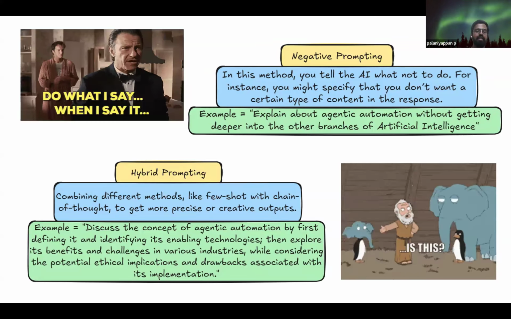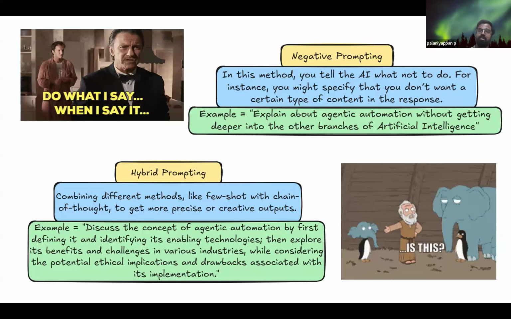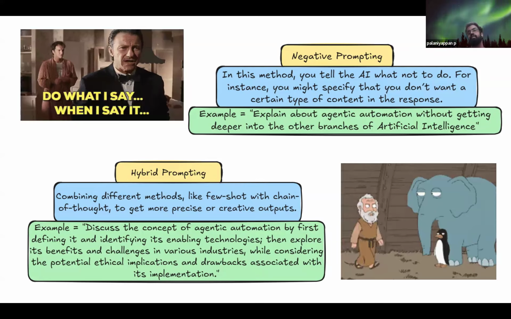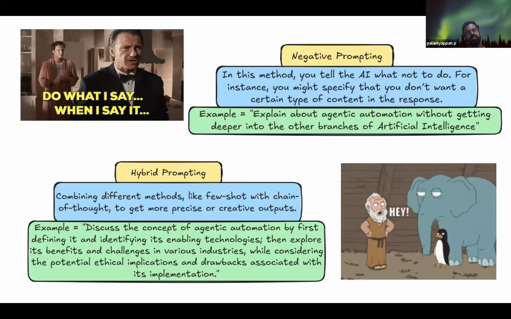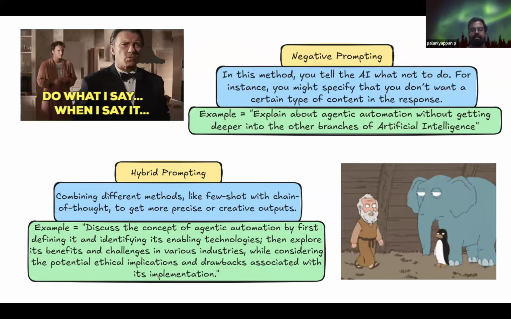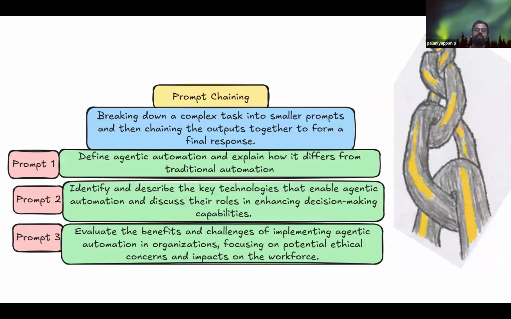And hybrid is like, if you're combining any of these, it shouldn't be iterative, but if you're trying to combine any of these like COT zero shot, COT few shot, COT negative prompting, then it is called hybrid prompting. As simple as that. Let's go for prompt chaining.